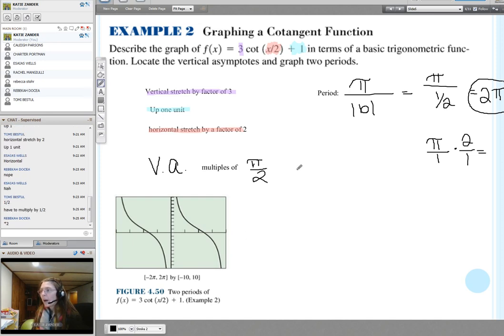You have to multiply by, not 1/2, you have to multiply by 2. Notice how the horizontal stretch was a factor of 2. So technically you want to multiply by the 2, not b, but the actual stretch that's occurring. So that is by 2, which means you're going to have your vertical asymptotes being at multiples of pi. Because notice when you multiply by the 2, those cancel out and you're just left with that pi.